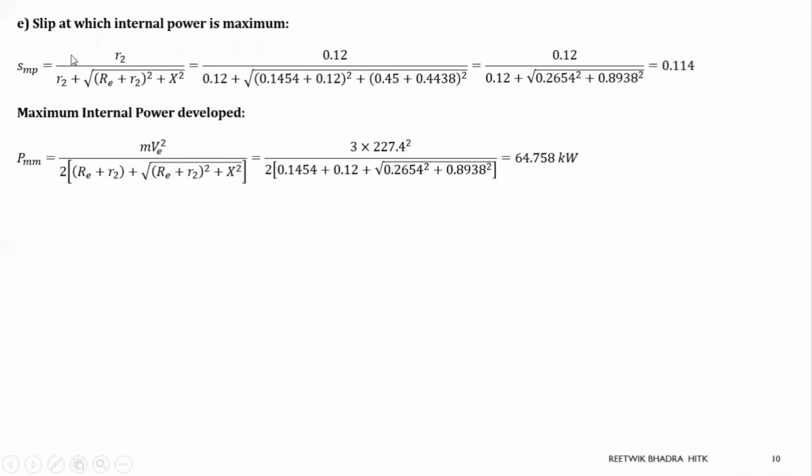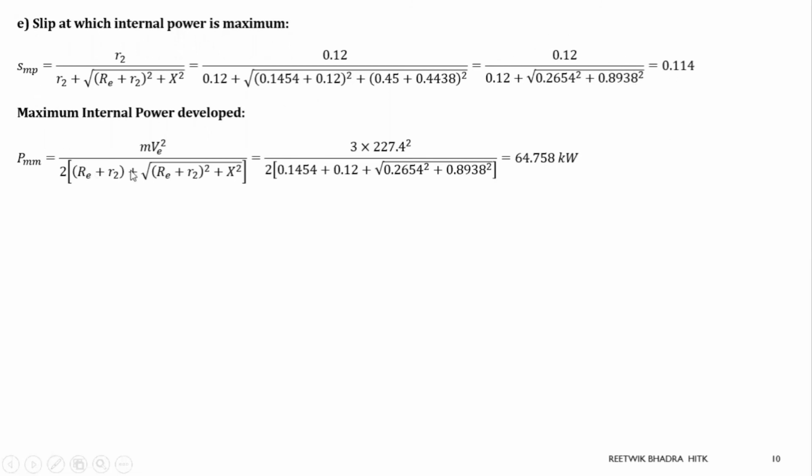Over here, SMP is equal to R2 by this term. Substitute all the R2, RE values. X is nothing but X2 plus XE. So X2 plus XE comes out to be 0.89838. So from here you can find out SMP, 0.114.